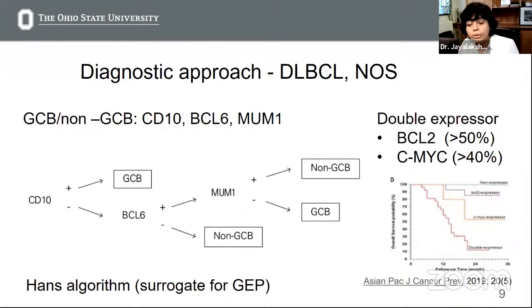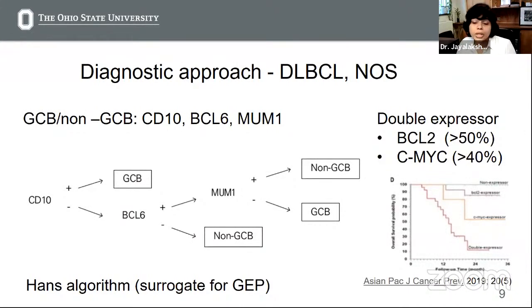Then now with newer technologies, we have gene expression profiling subtypes defined. They are germinal center B-cell type, stromal 1 and stromal 2, which have definitive prognostic differences. And by mutational analysis, there are definitive genetic subtypes as well, which are also distinct prognostic entities.